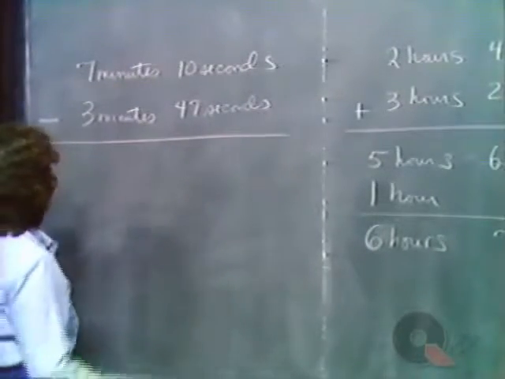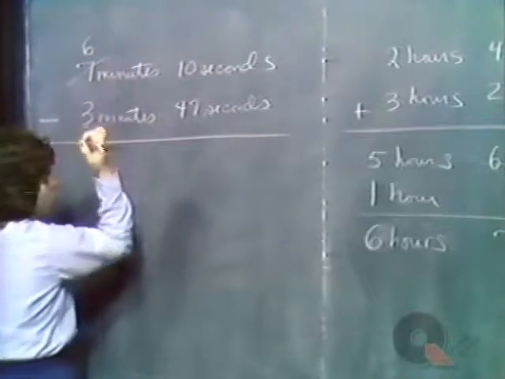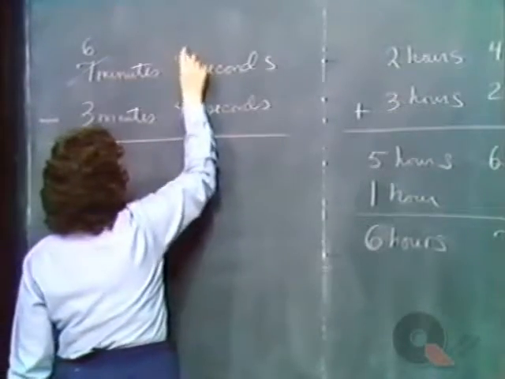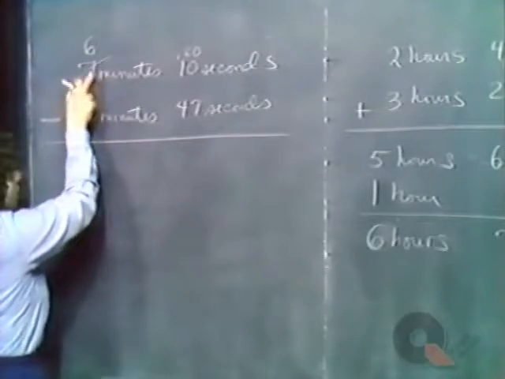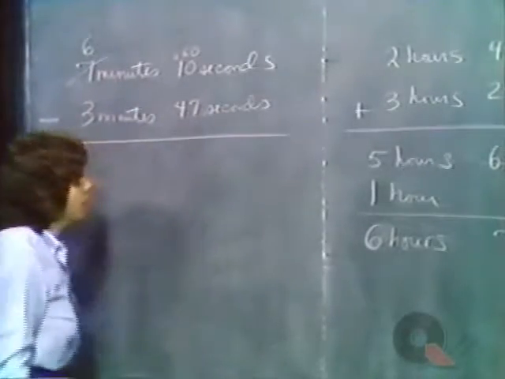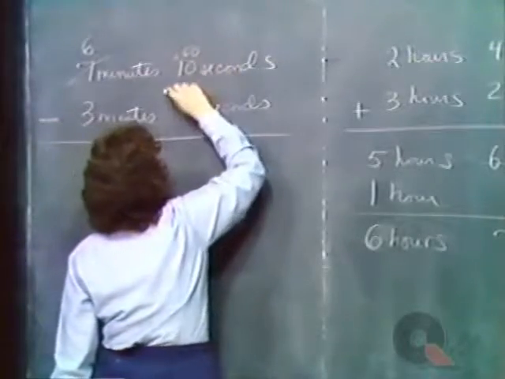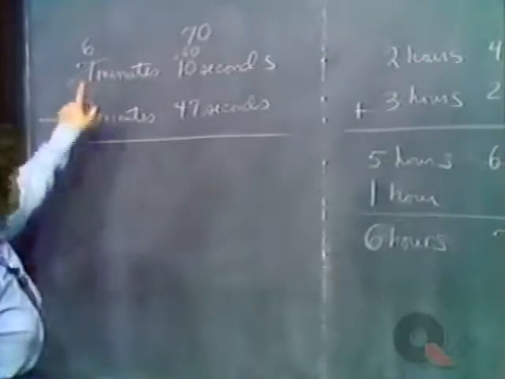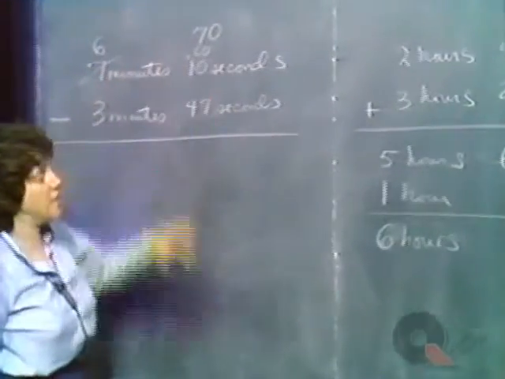Instead of 7 minutes, I'm going to rewrite this as 6 minutes, and I have an extra minute, but that extra minute I'm going to write as 60 seconds. So I have borrowed from the minutes column 1 minute, which I translated into 60 seconds. So we now have 60 plus 1 plus 10, 70 seconds here. So instead of 7 minutes, 10 seconds, I have rewritten this as 6 minutes and 70 seconds.